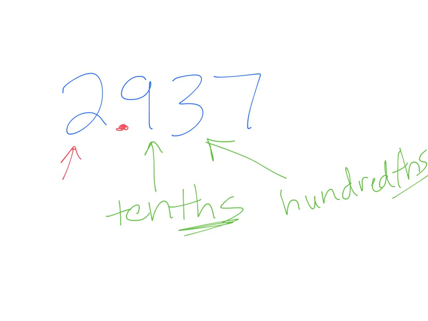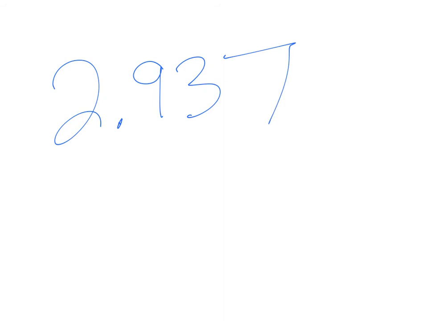So taking this value, again, the first place value after the decimal is your tenths place. The second is your hundredths place. This is the thousandths. If I had another value after the 7, let's say we had a 1 after the 7, that would be your ten-thousandths, with that TH behind it.